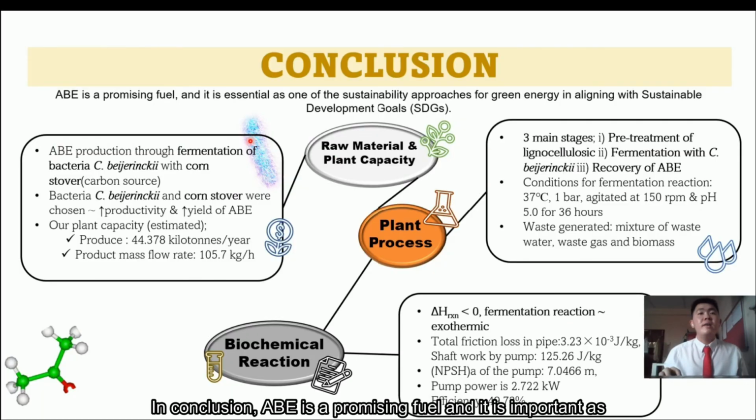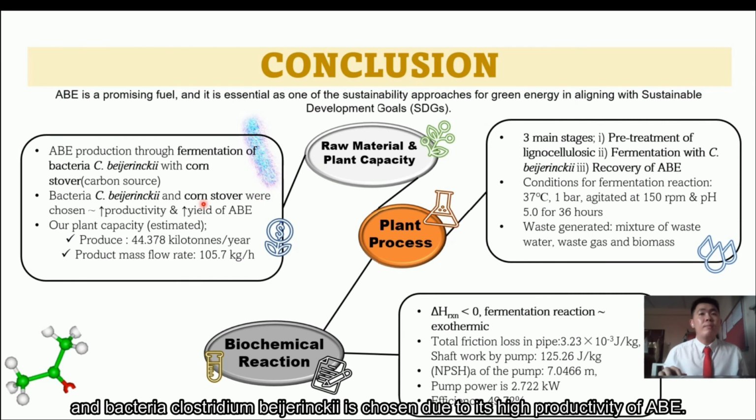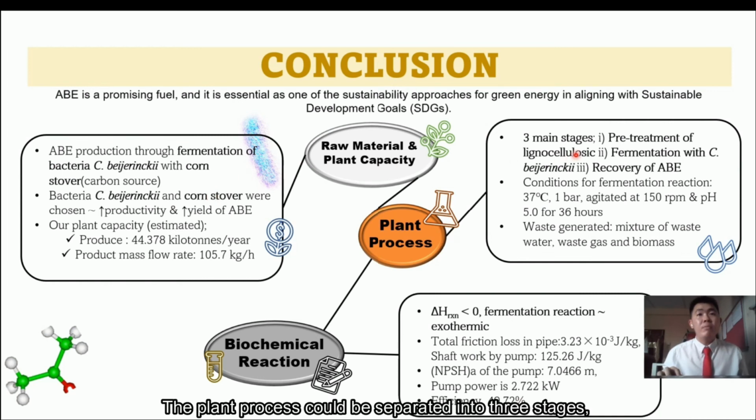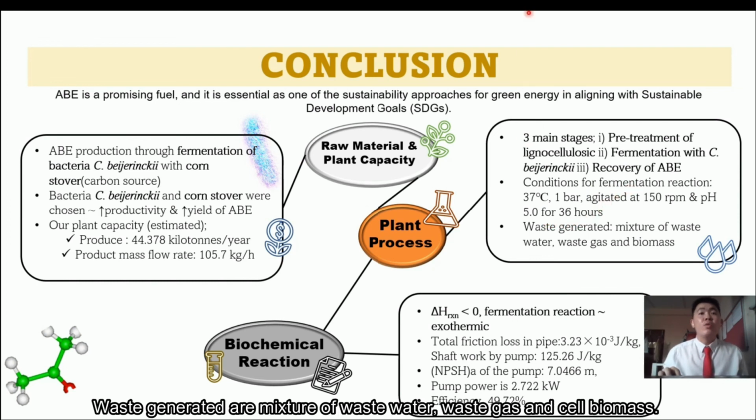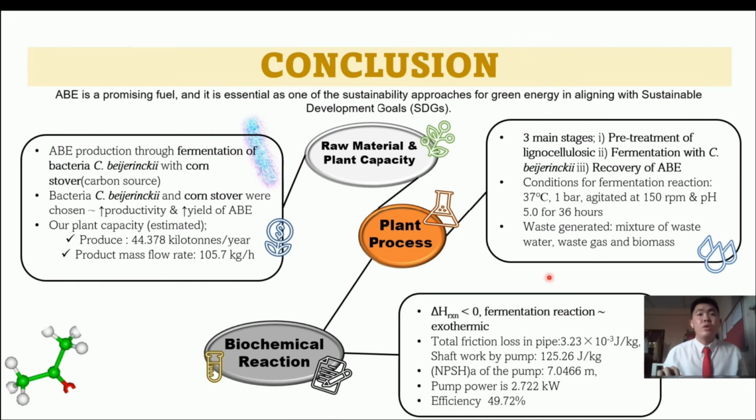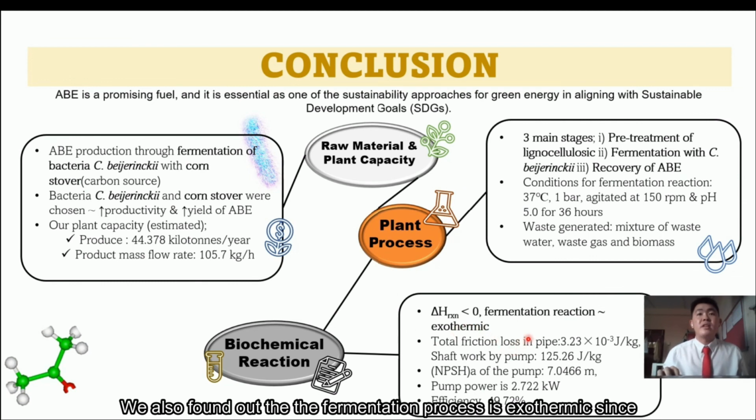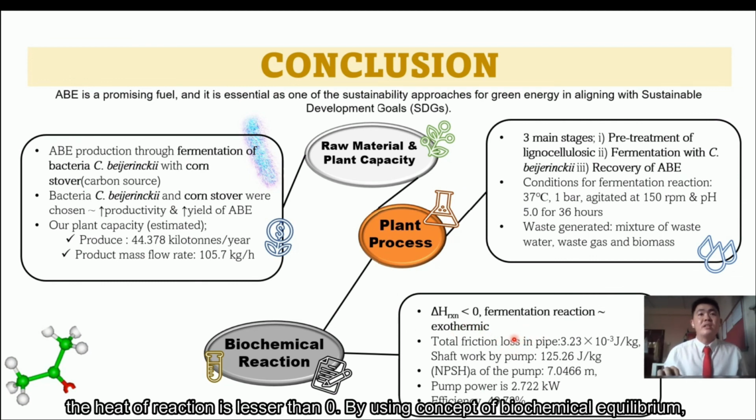In conclusion, ABE is a promising field and it is important as one of the approaches for green energy in aligning with SDG. We choose lignocellulosic biomass corn stover as our raw material. The bacteria Clostridium beijerinckii is chosen due to its high productivity of ABE. The process could be separated into three stages that are pre-treatment of corn stover, fermentation, and recovery of ABE. Waste generated are a mixture of wastewater, waste gas, and cell biomass. We also found out that the fermentation process is exothermic since the heat of reaction is lesser than zero.